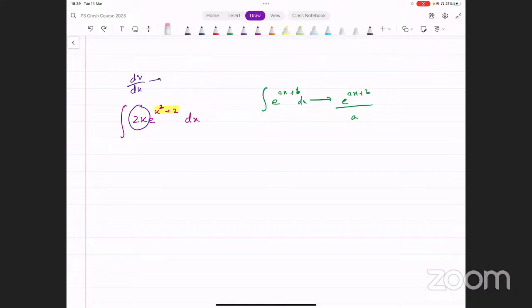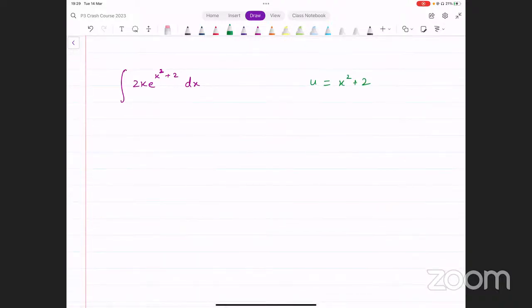Okay. So that would not work. In a case like this, what they would do is give you a substitution. For instance, they will tell you to use this substitution, u equals x squared plus 2. This will be given there. They will always tell you what substitution to use. So let's say they've given that you should be using this substitution, u equals x squared plus 2.